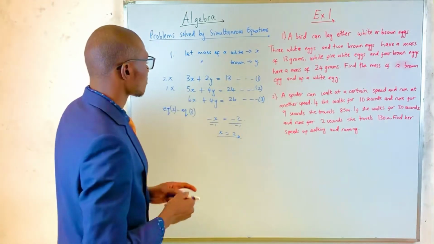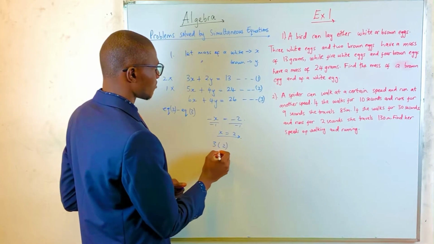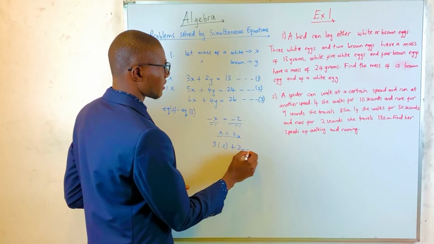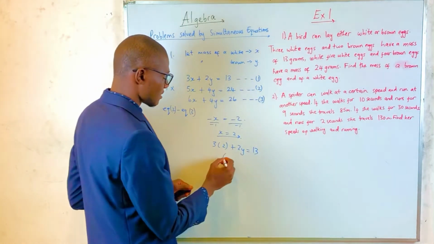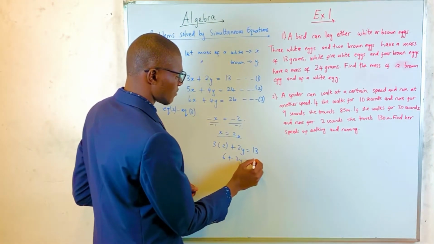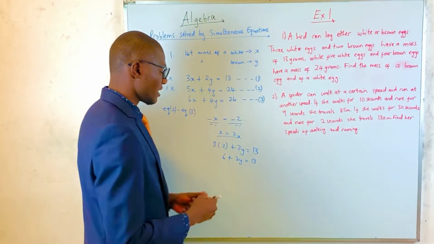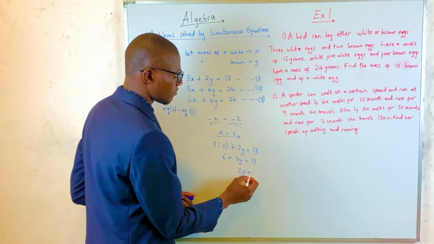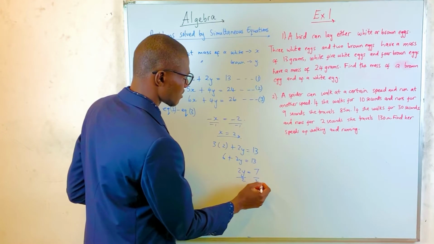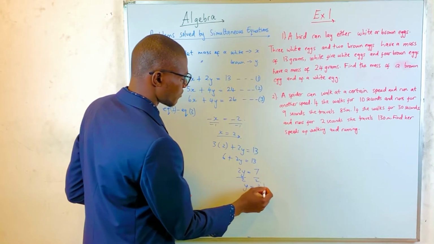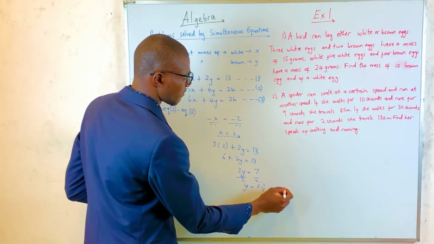Now solving for y, we can pick either of these equations and make the substitution. If you pick equation 1, then in place of x we put in 2: 3 times 2 plus 2y should be equal to 13. So 3 times 2 is 6, 6 plus 2y is equal to 13, and if we take 6 to the right hand side, 2y would be 13 minus 6, which is 7. If we divide both sides by 2, y would be 3.5.